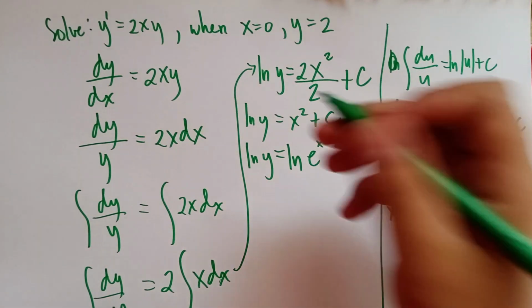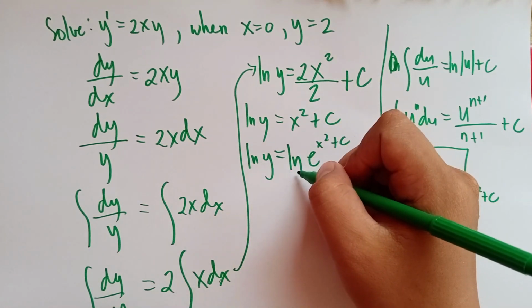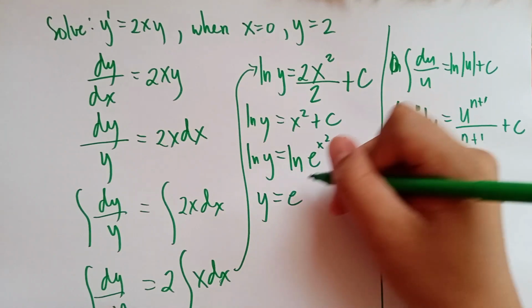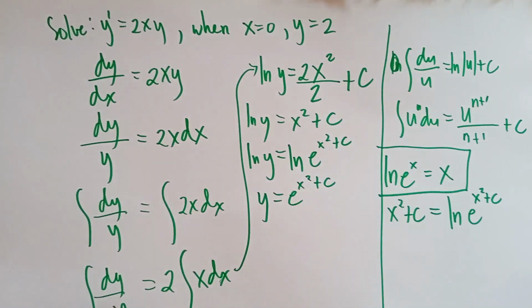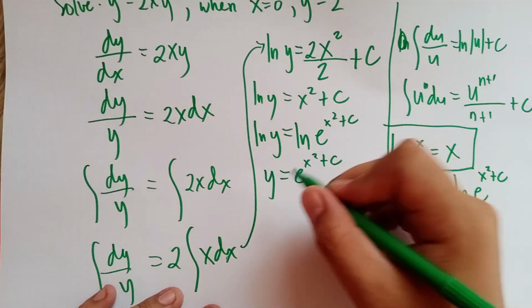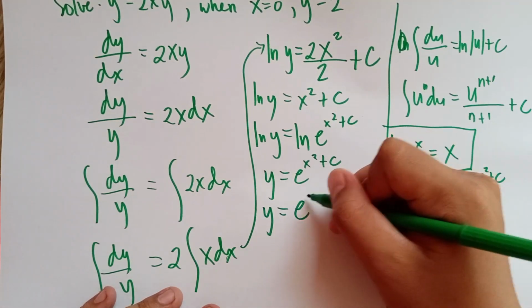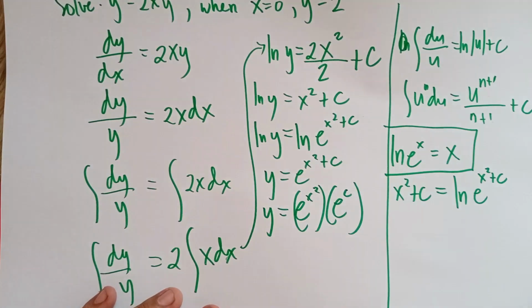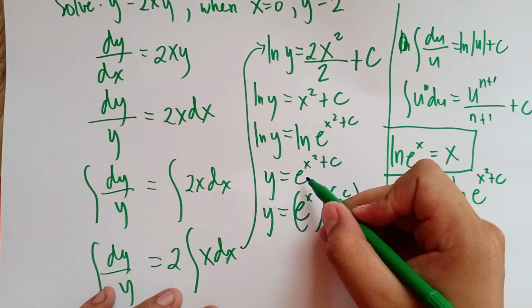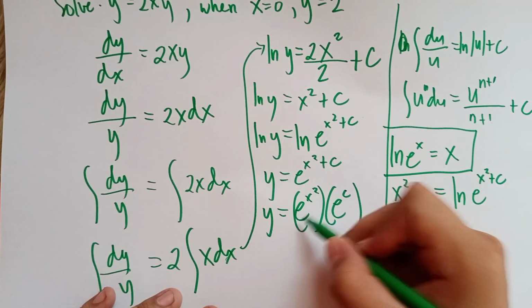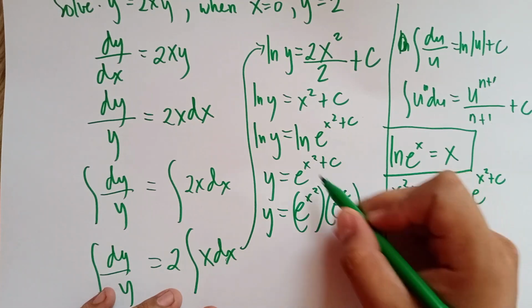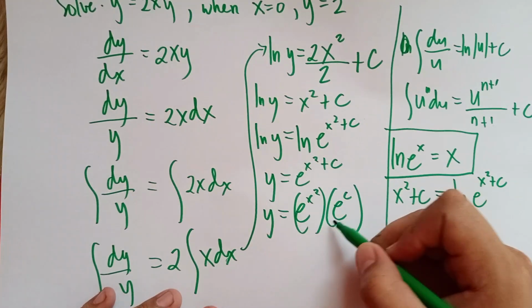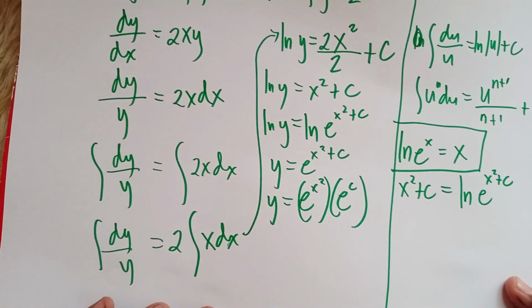Okay, next, may natural log dito, meron din natural log on the right side. Pwede natin makancel. Yung natira na lang is y equals e raised to x squared plus c. Okay, we can simplify this as e raised to x squared times e raised to c. Okay? Bakit? Kasi if they have the same base, we just add the exponent. So, yung e raised to x squared plus c, pwede din natin isulat as e raised to x squared times e raised to c. Okay?